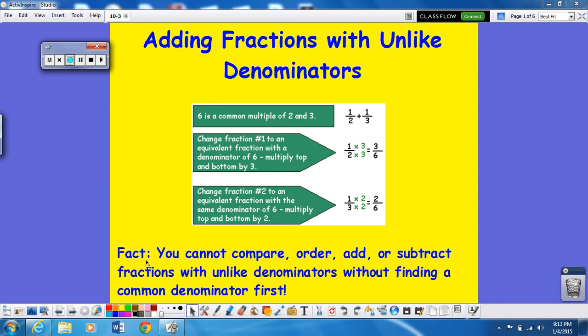Today, our biggest thing I want us to remember is this fact I have here at the bottom. You cannot compare, order, add, or subtract fractions with unlike denominators without finding a common denominator first. So today we're going to be working with finding common denominators in order to add fractions.